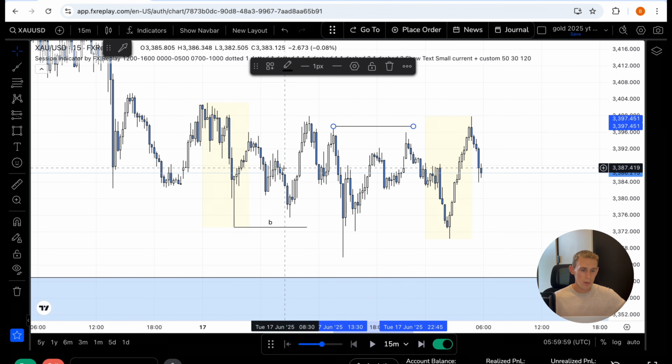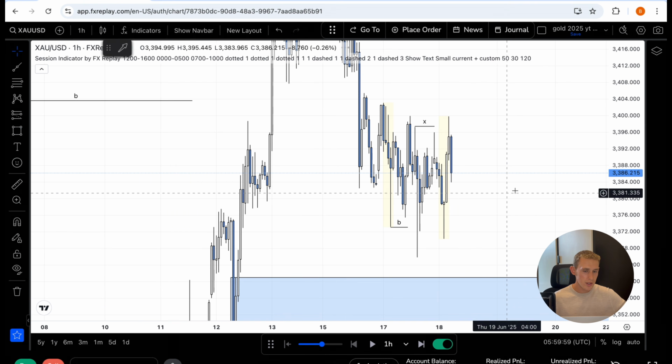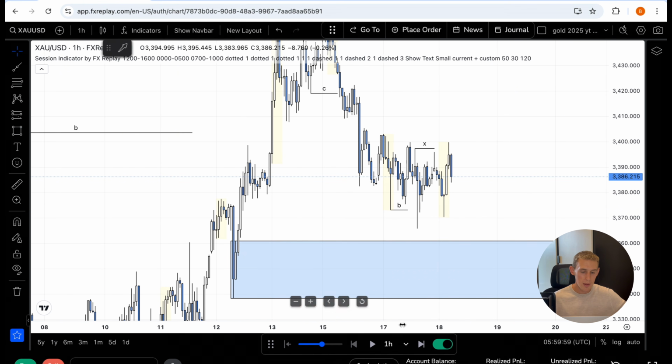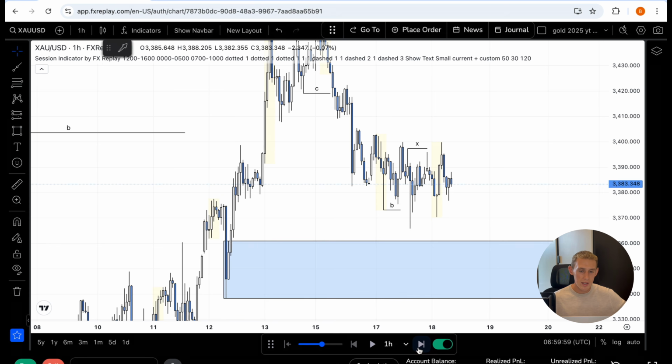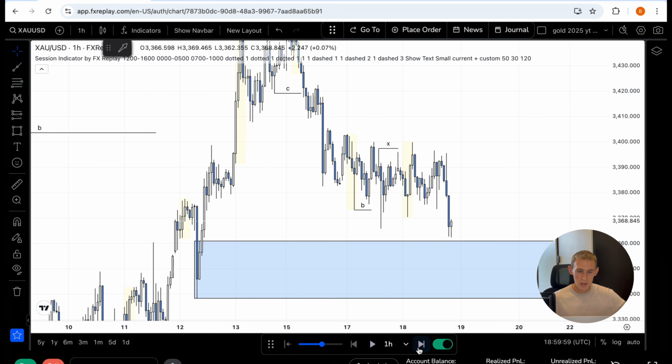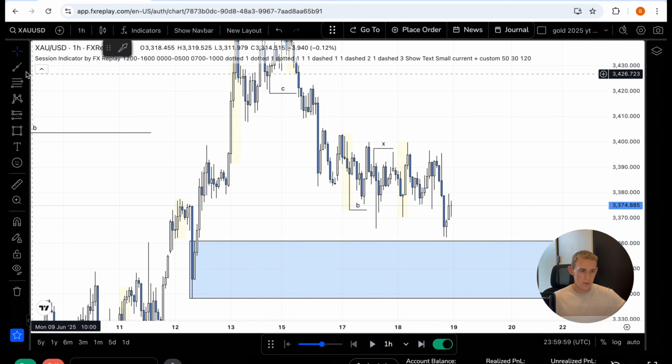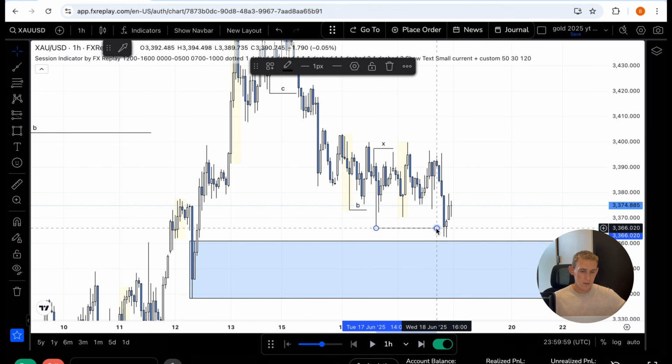Has taken out the top of that supply zone. So this is typically when you're going to see price react. I'm going to leave the sells now, though, and just wait for the buys, to be honest. Actually, this could be nice.